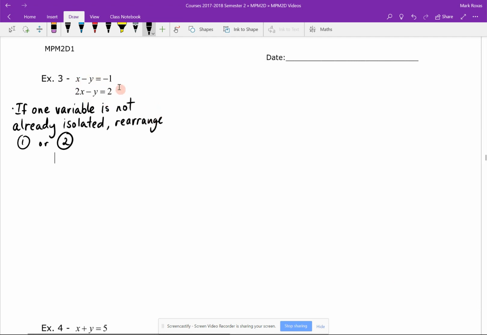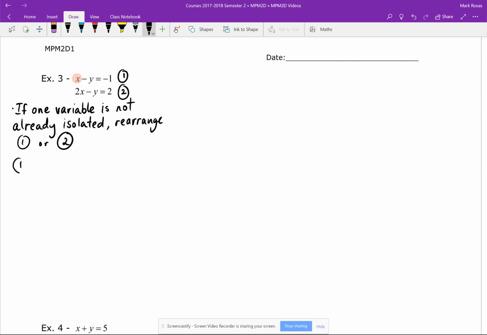So the question is, which one should I rearrange? Well, you should always pick the one, as much as possible, that doesn't have any coefficients, because that means you have one less step. You don't have to divide anything. And you pick a variable that's easy to isolate. Okay. So x is already positive on the left side. Why don't I isolate x in equation number 1? So we're going to call this equation number 1 and this one equation number 2.